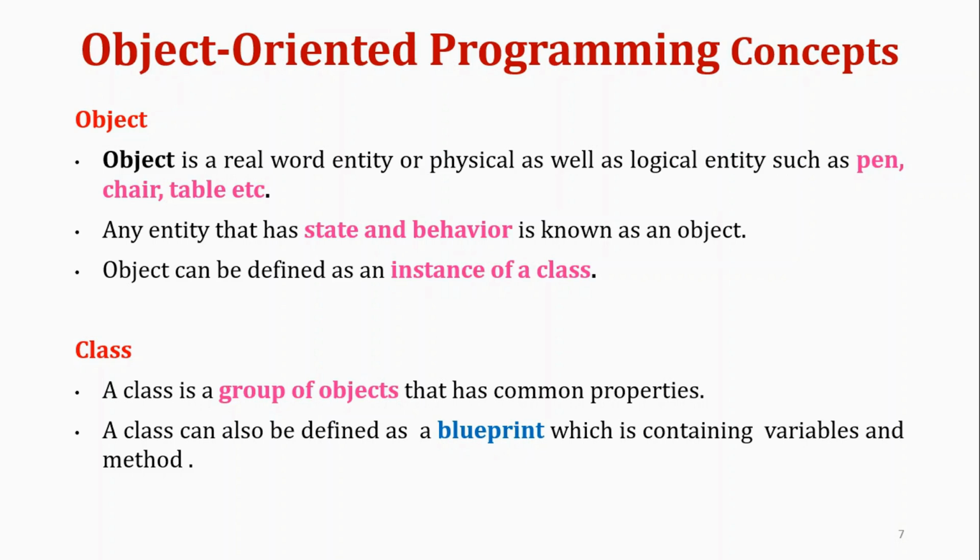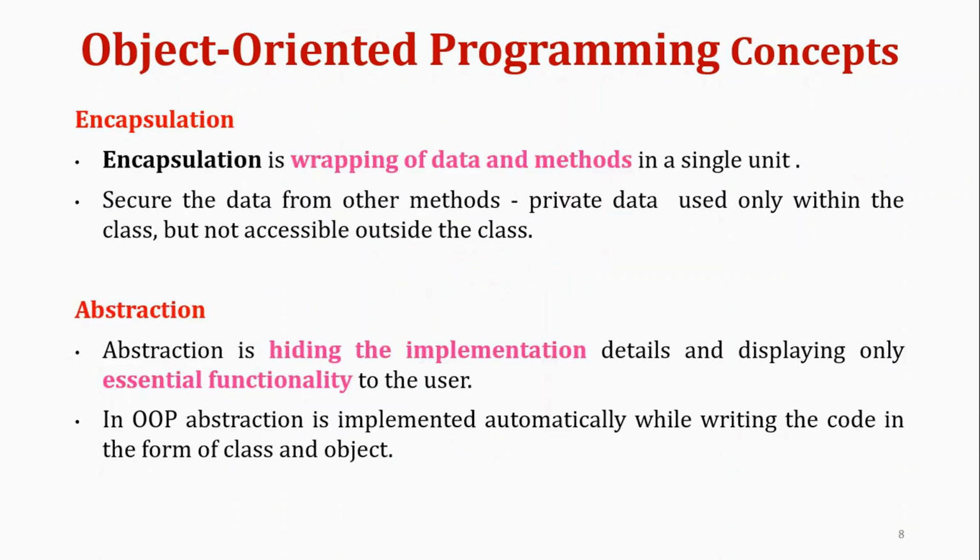Let us move on to the next component, which is encapsulation. Encapsulation means wrapping or binding the data and function together, which is called encapsulation. Using encapsulation, you can secure the data from other methods. By wrapping data and function in one single unit, a non-member entity of the class cannot access the encapsulated or secured data and methods.